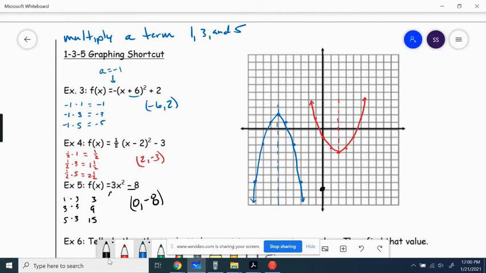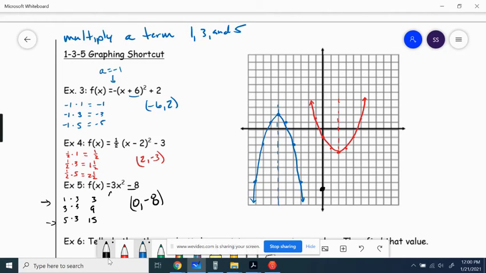We have a positive A value, so we know this is going to open upwards. And now we can just follow our 135 graphing shortcut. So we're going to be going over 1 up 3, over 1 up 9, and over 1 up 15. We're definitely not going to get the third point graphed out on here, but that's okay. Try to fit as many points as you can.